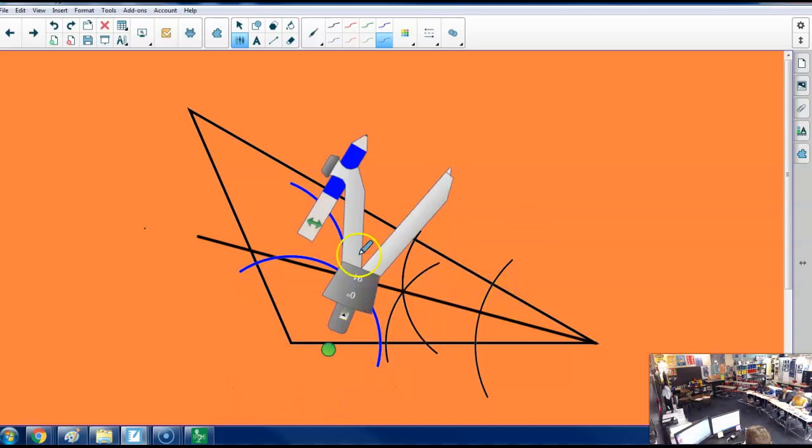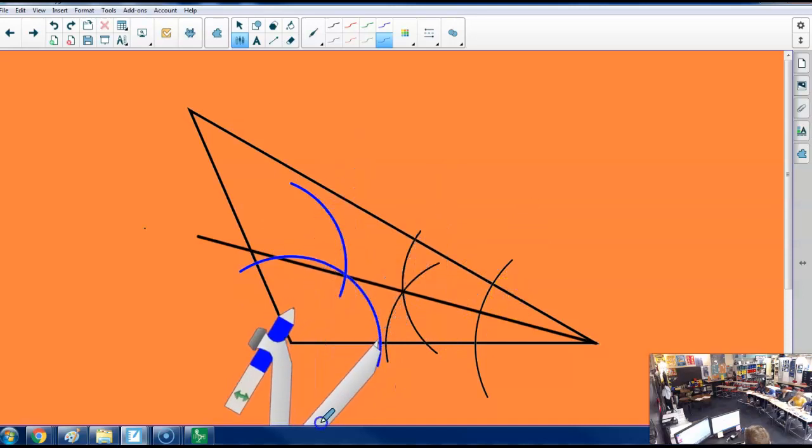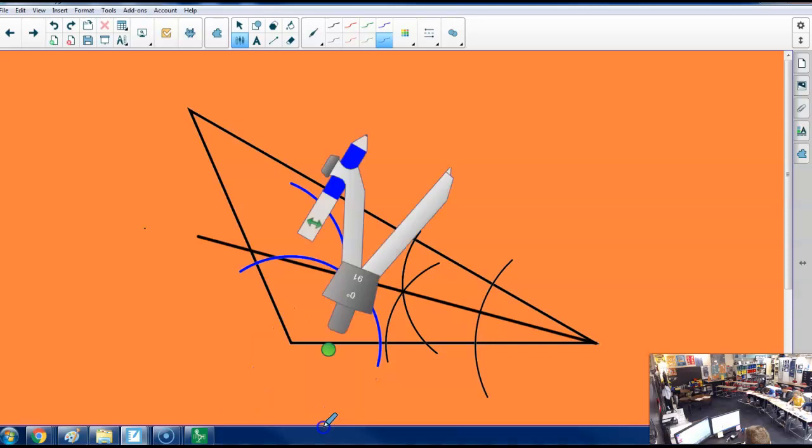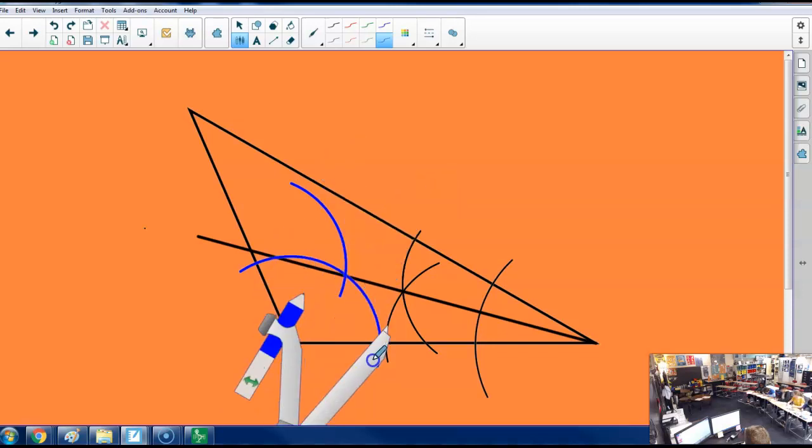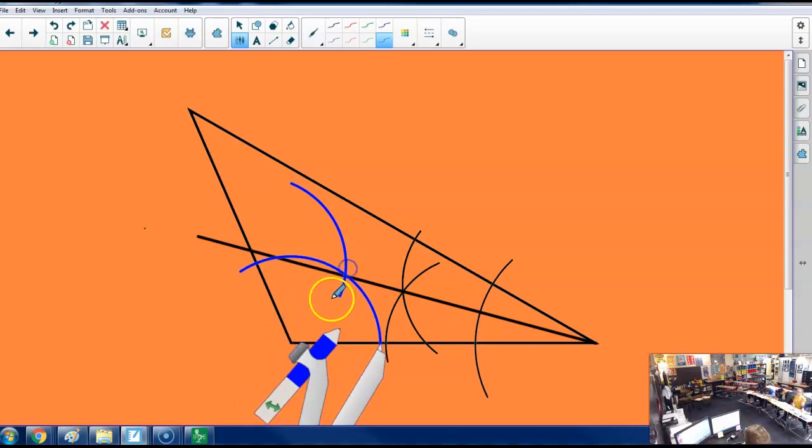Ah, I just changed my size. I'll come tighten your compass. Wait, it doesn't have to be more than halfway, right? No, it doesn't have to be more or less or anything specific. It just has to be.